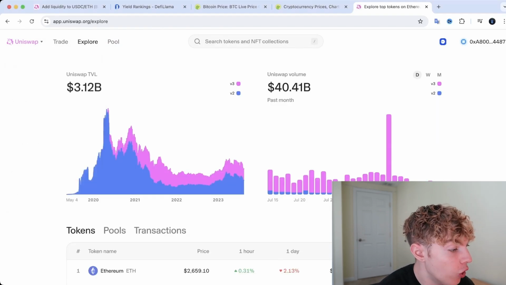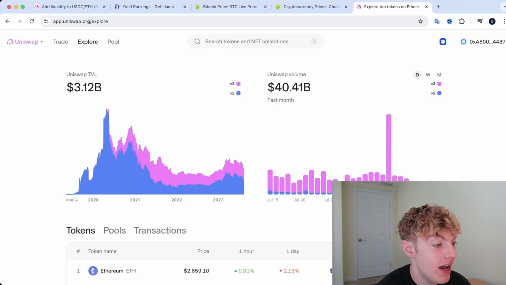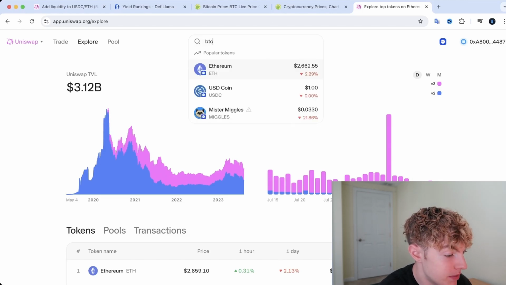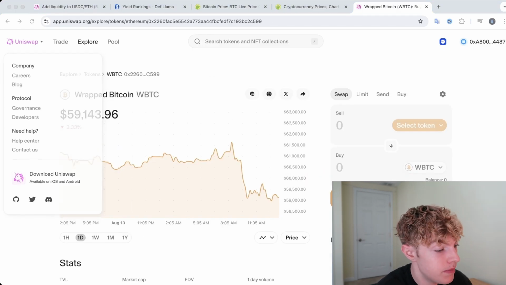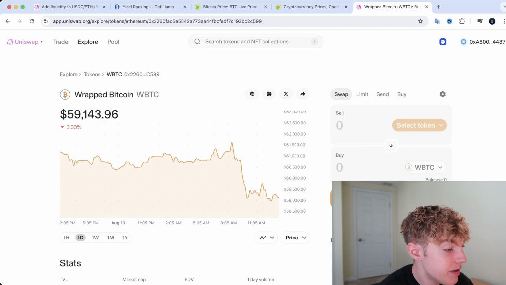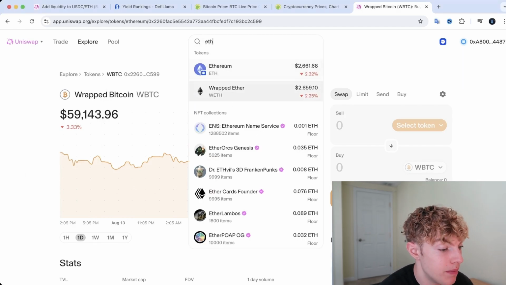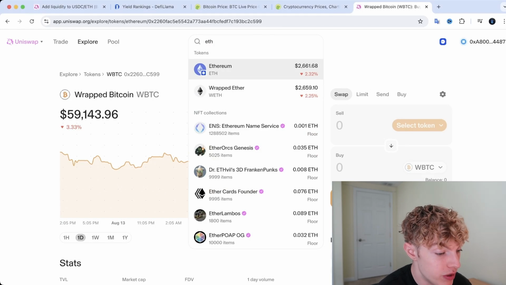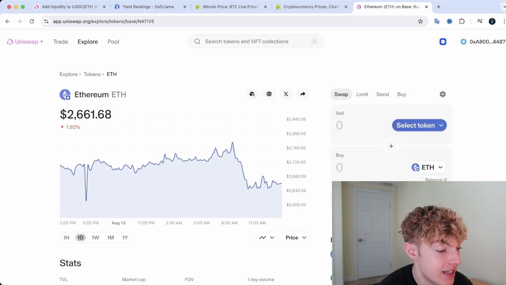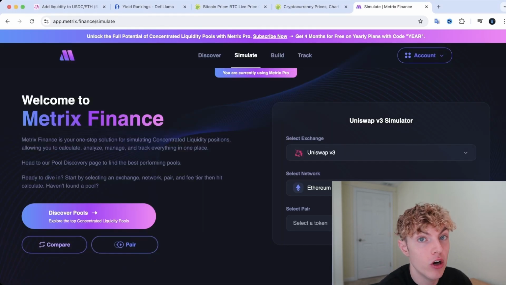So now we can naturally go over to Uniswap and find Bitcoin and Ethereum liquidity pools. And remember, in concentrated liquidity pools, we have to have two separate assets. So we can do something like wrapped Bitcoin to USDC or just wrapped Bitcoin paired with Ethereum. And then same thing with Ethereum. We can do Ethereum paired with wrapped Bitcoin or Ethereum paired with USDC, or you can just do some other asset paired with Ethereum.